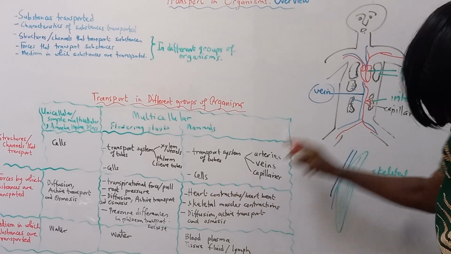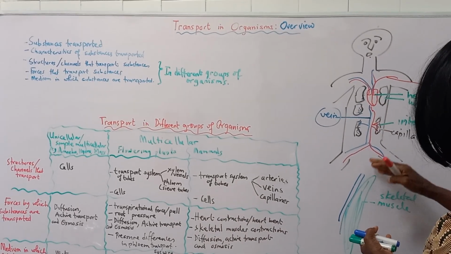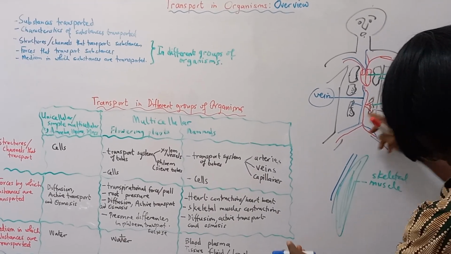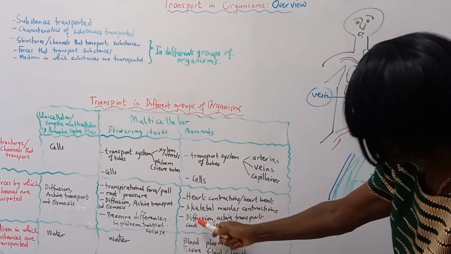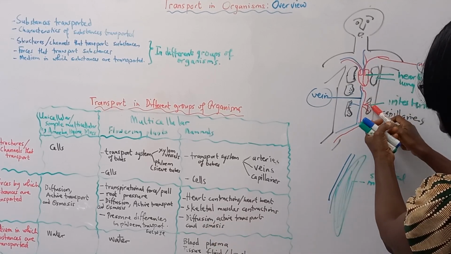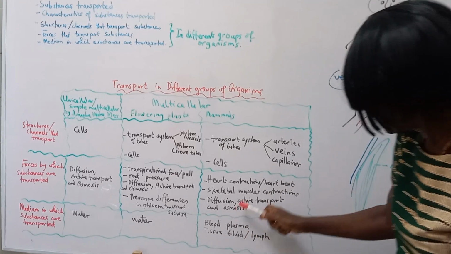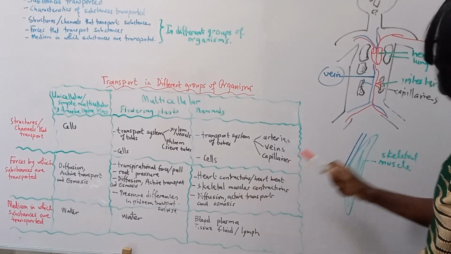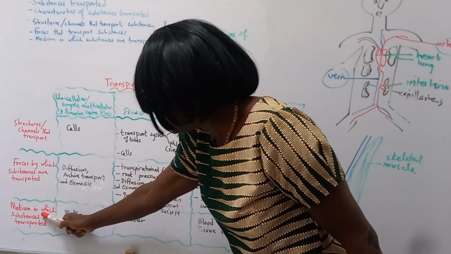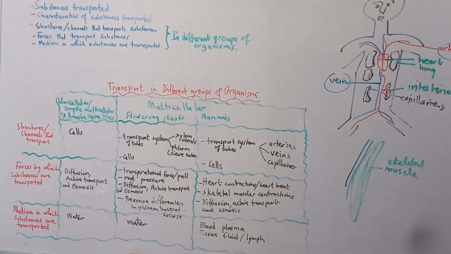Besides the contractions of the heart and the skeletal muscles, the substances get into the tissues and they move by diffusion, active transport, and osmosis because they are in the cells. So the same force here is found also here once the substances get into the cell. Now, what about the medium in which substances are transported in the mammals?